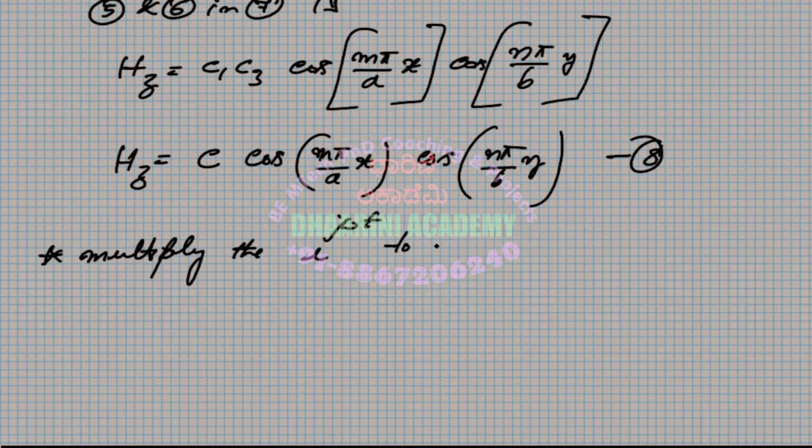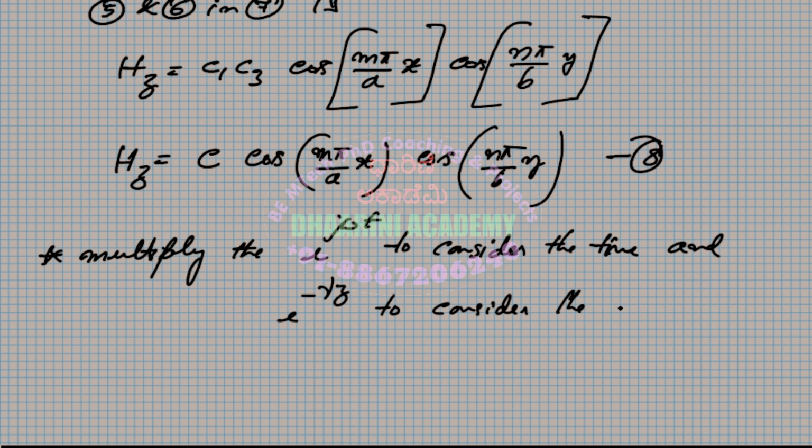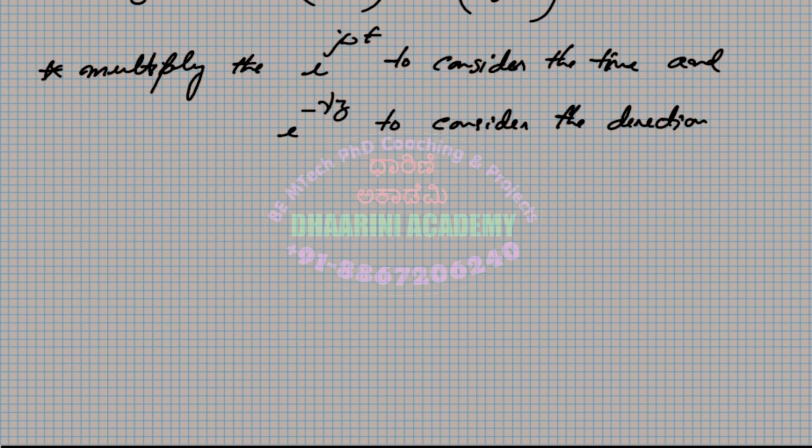To consider the time, you also multiply by e to the power minus gamma z. Why do you do that? To consider the direction of wave propagation, right? So when you add both of them, what happens now? We'll get the final equation of Hz.